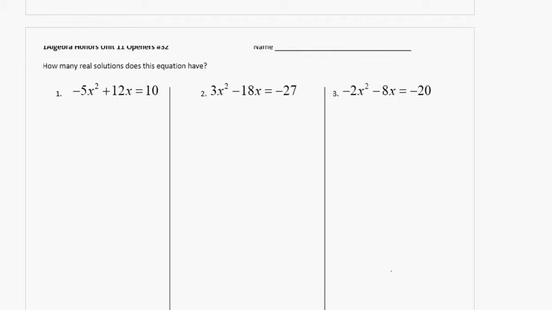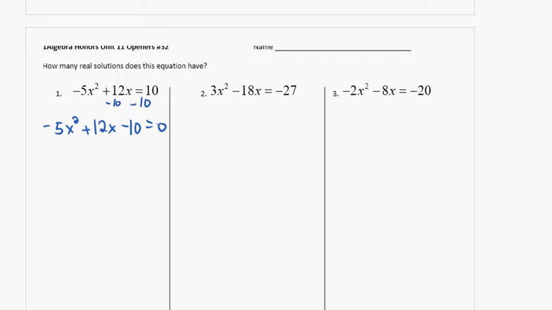So, how many real solutions does this equation have? I'm going to solve this out, and then we're going to look for something that will help us do this more quickly. So how many real solutions? I'm going to solve this using the quadratic formula. So subtract 10 from both sides. So minus 5x squared plus 12x minus 10 equals 0.